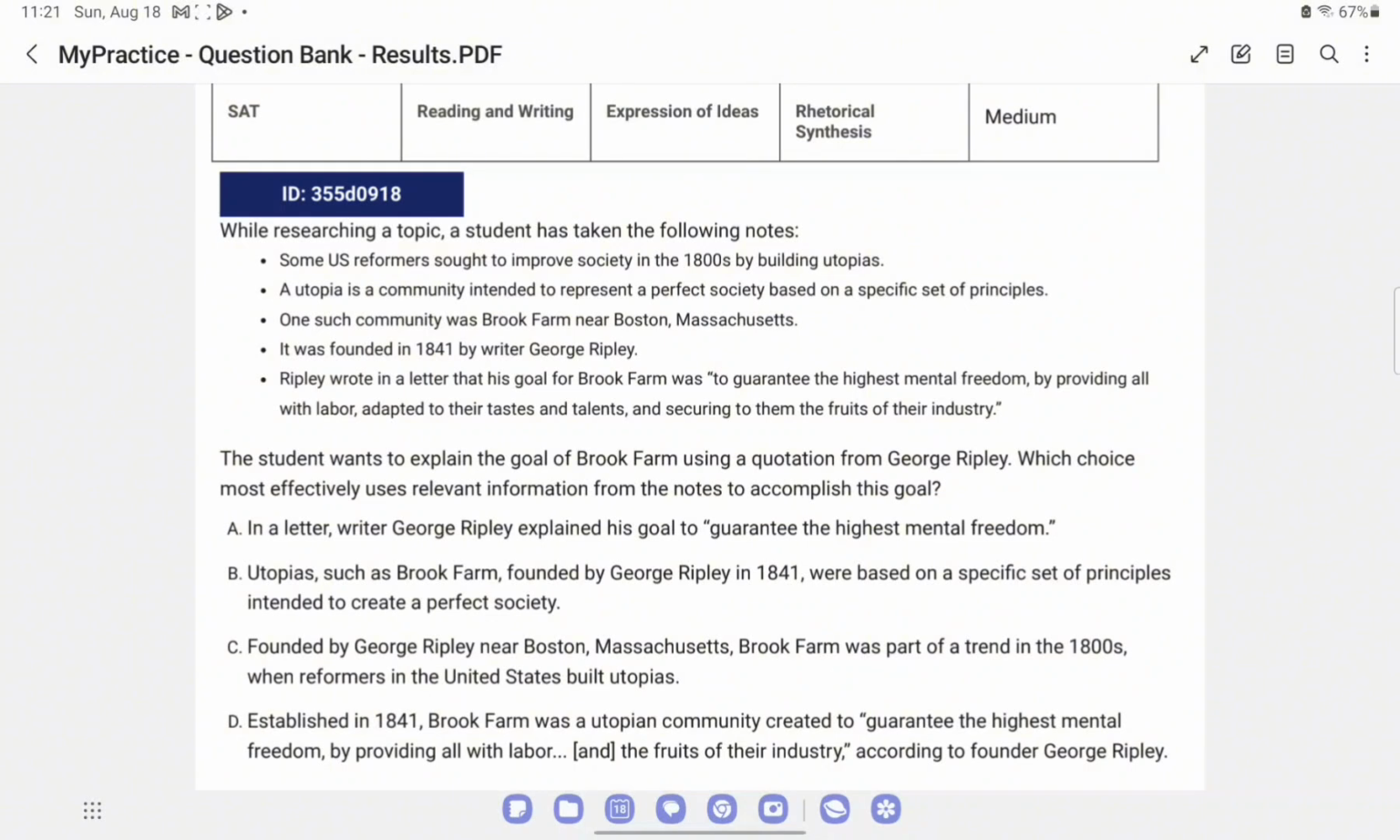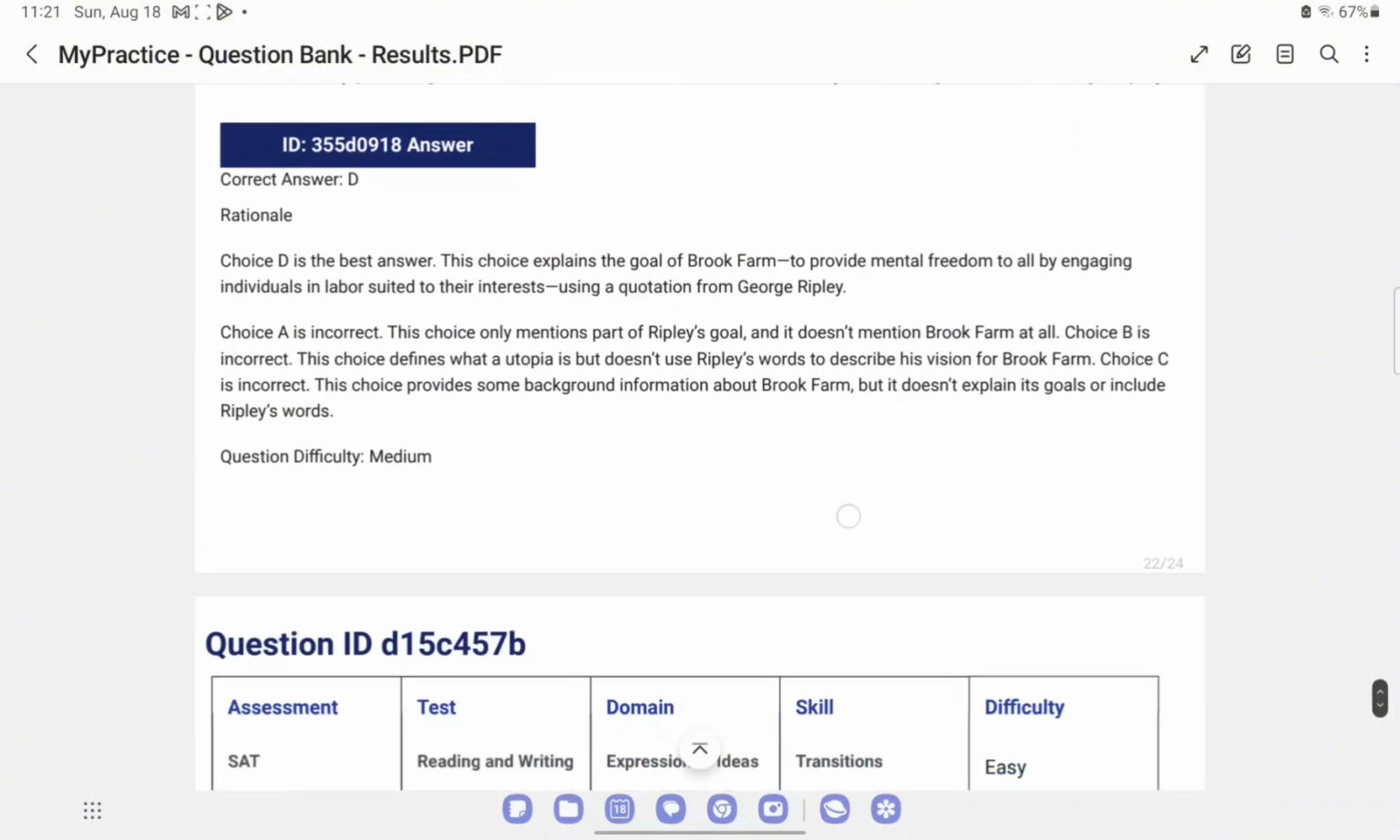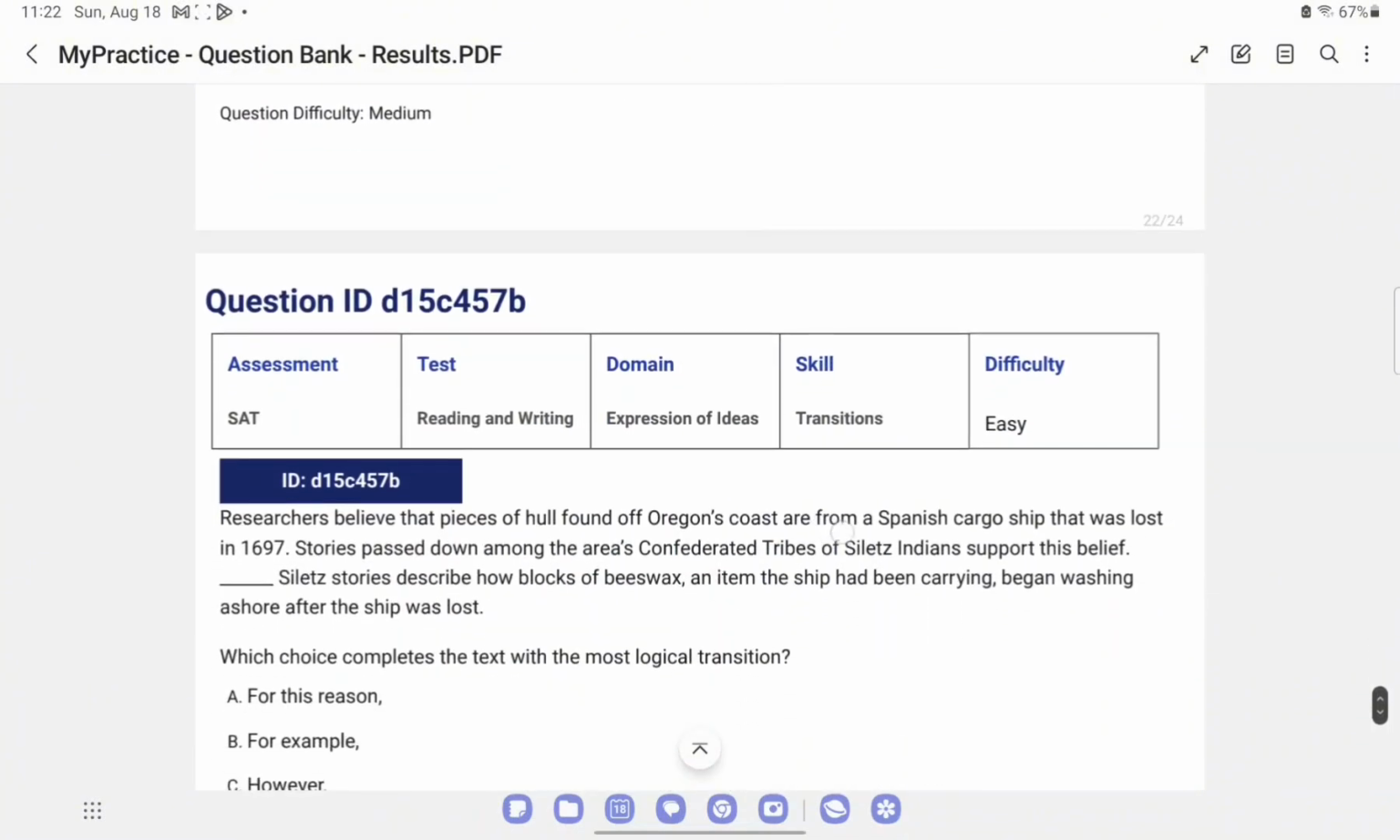Okay, well, I like D the most because it's trying to explain the goal. So the student wants to explain the goal of the farm and they want to use a quotation. In A, it says that George Ripley explained his goal to guarantee the highest mental freedom, but the student himself isn't really explaining the goal, if that makes sense. Like, I feel like D is just better because it does a better job at explaining the goal using a quotation. I don't know if you catch my drift, but yeah, okay, D.